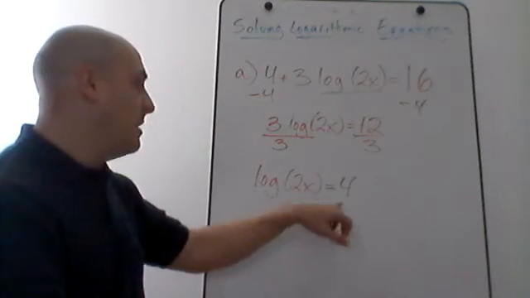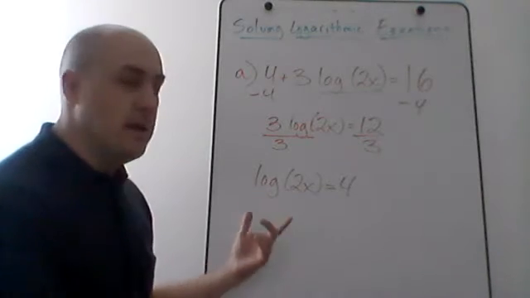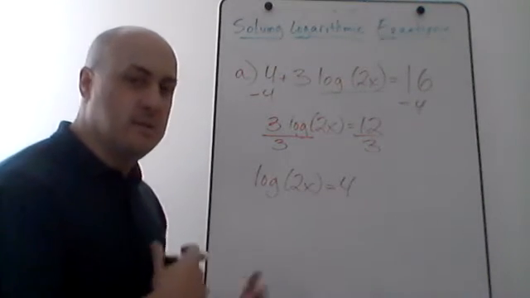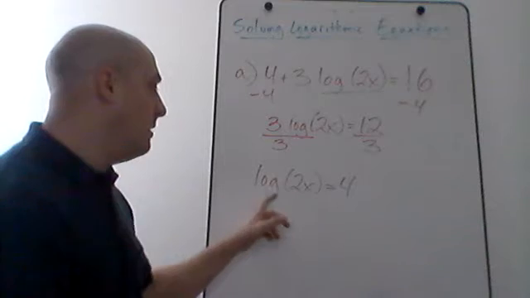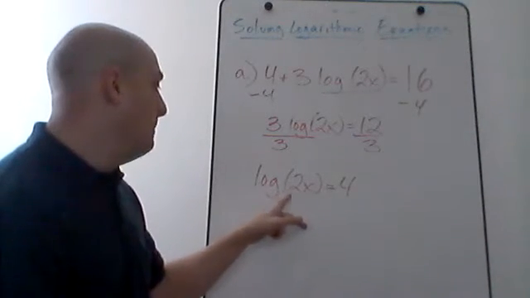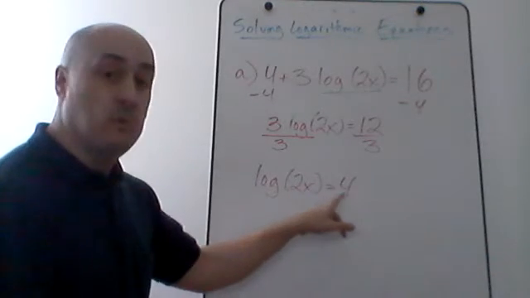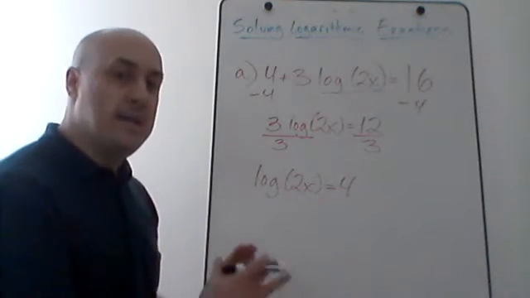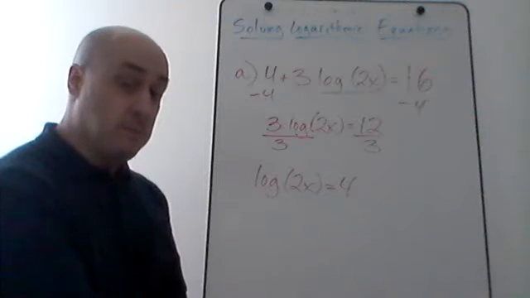Alright, so after I get my log isolated, this is how the equation should look. It should have a log, maybe with a base number written there, not always, but there could be. And then something in parentheses equals a number. When you get it into that form, that's when you're ready to proceed to step 2.